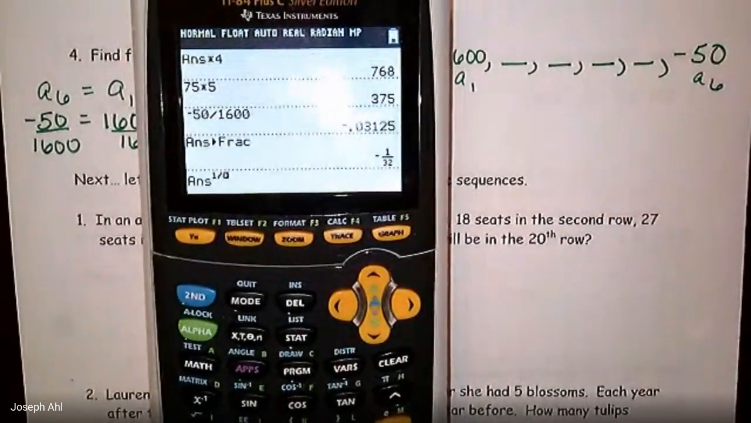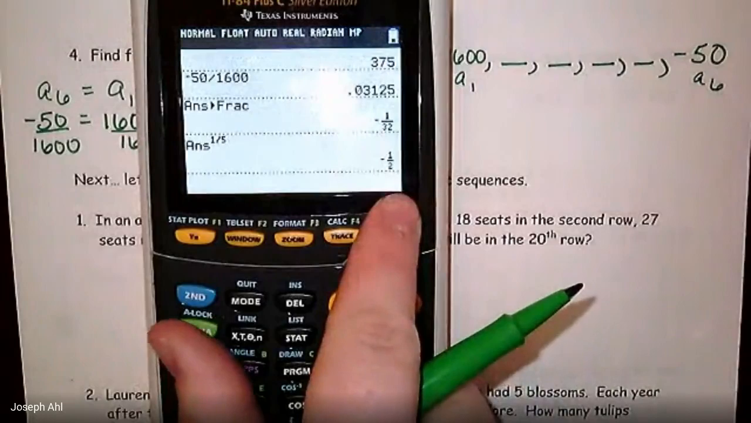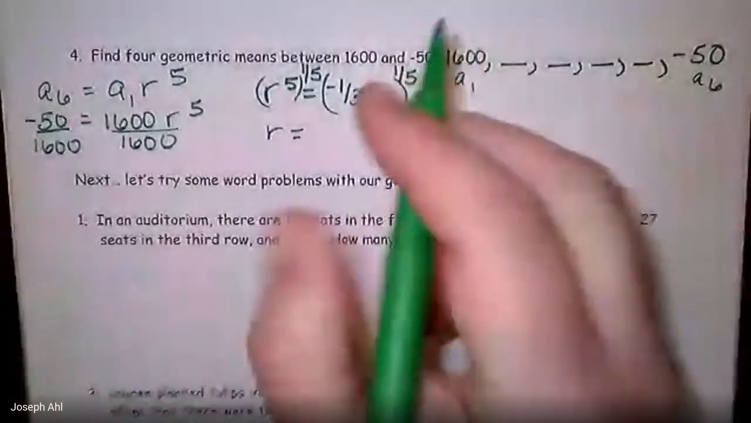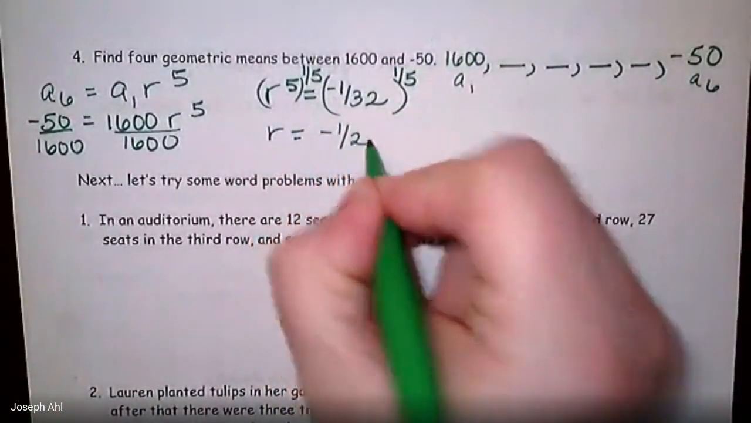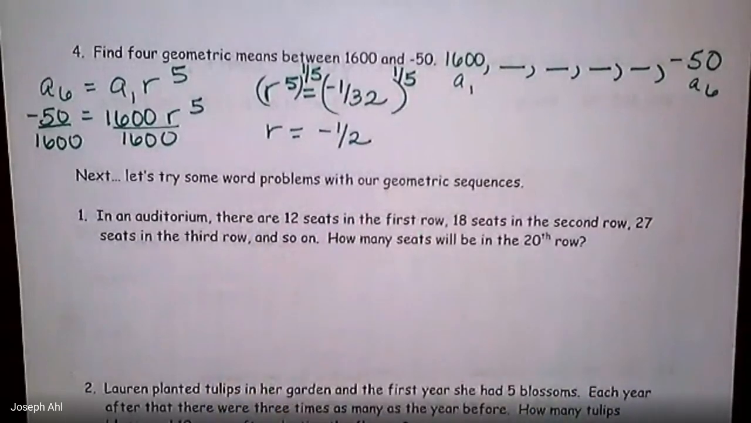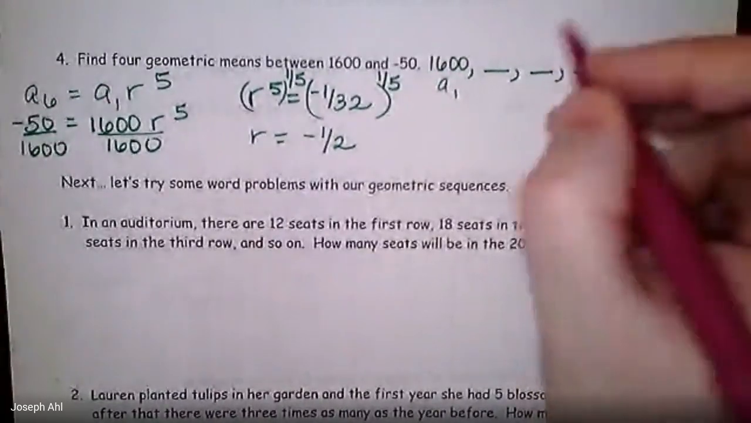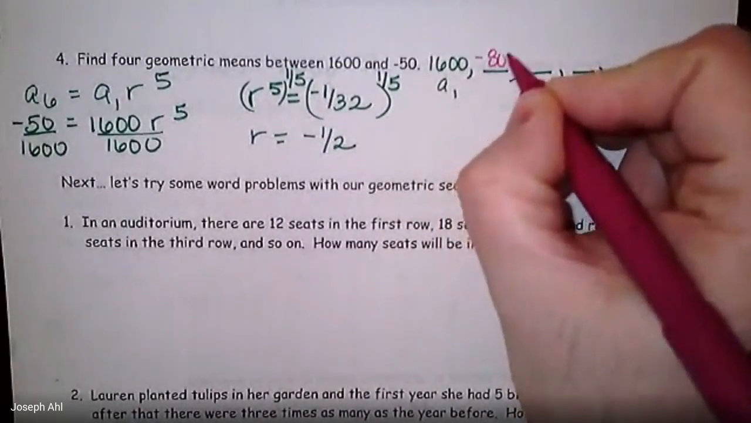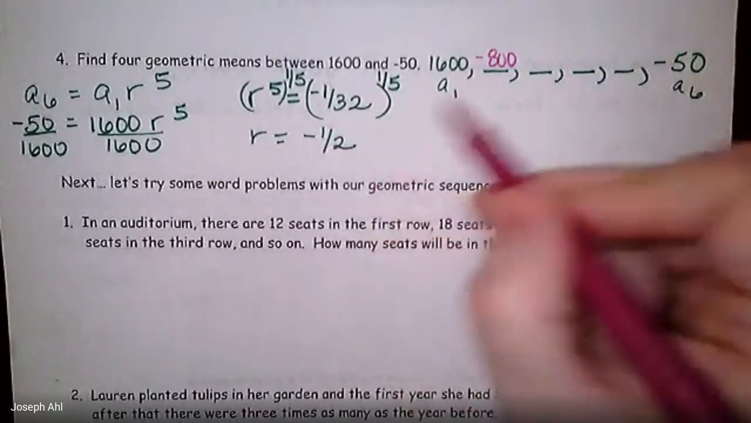And you may be surprised that this will come out to be a nice number. Take that and raise it to the 1/5 power. You get -0.5, or -0.5 if you had left it as a decimal. So with an R value of -0.5, can we find those other missing terms? I sure hope so. Let's say half of 1600. You might not even need a calculator for this. You're going to get -800 here.